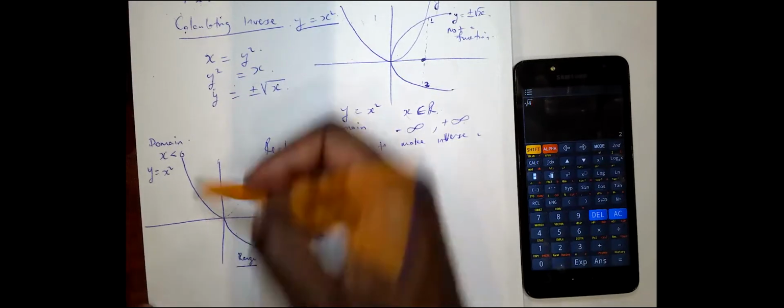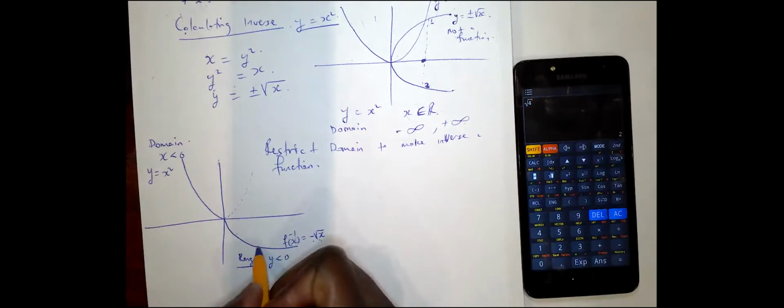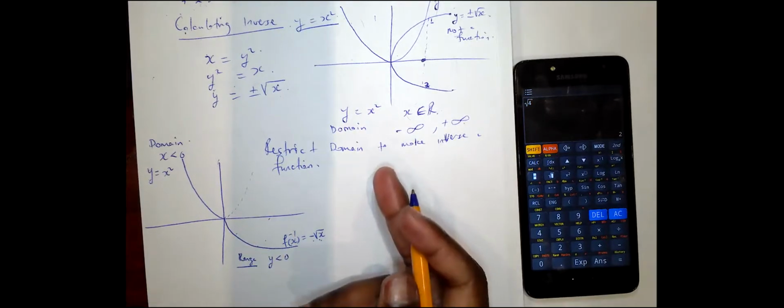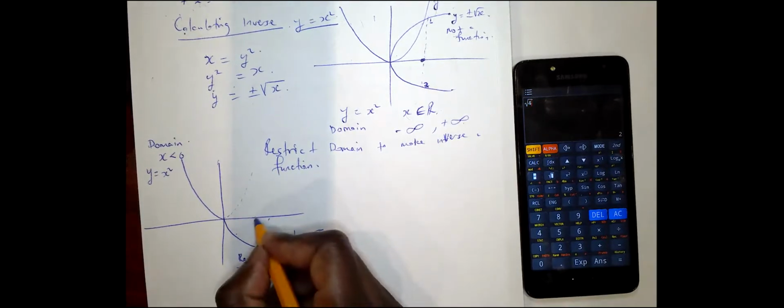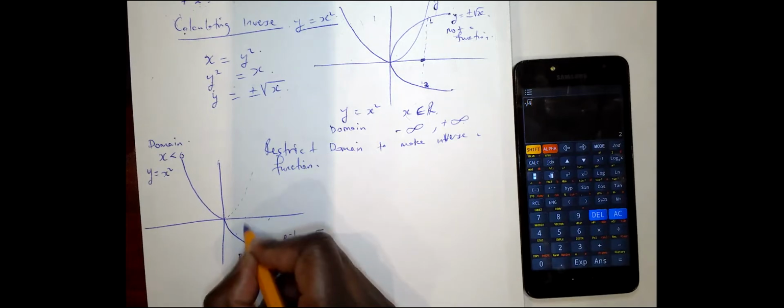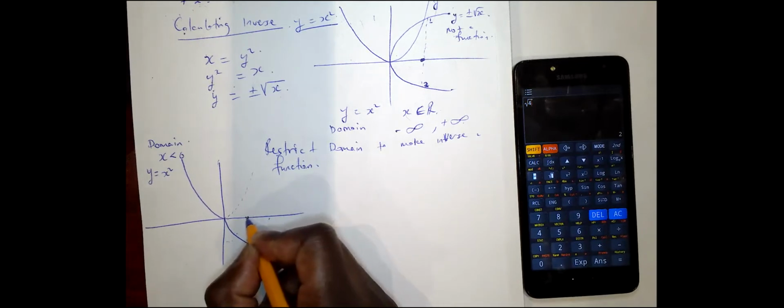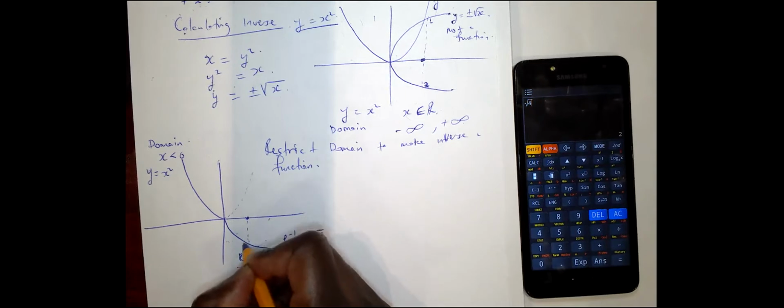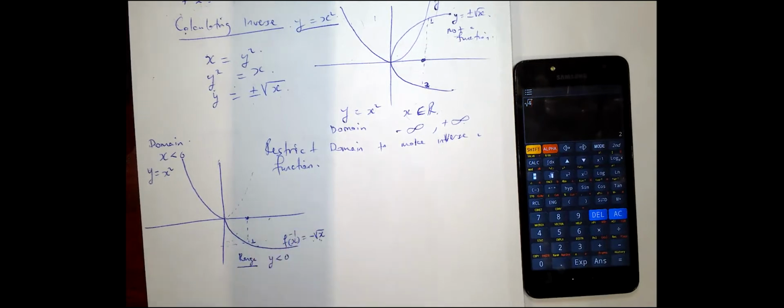So that's how you restrict. So now this one is a function. Why is it a function here? Because if we substitute any value of x here, we get a corresponding one value. So here, if you put an x value there, we get a corresponding one value of y. So we get only one corresponding value of y in this case. Okay, so that's what you must always remember there.